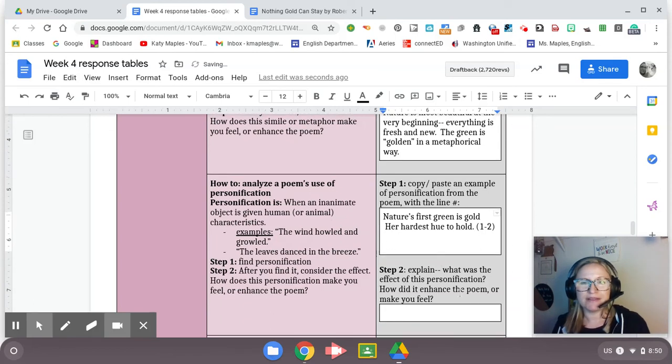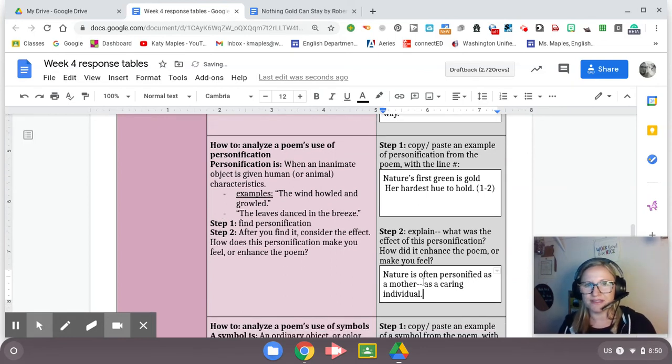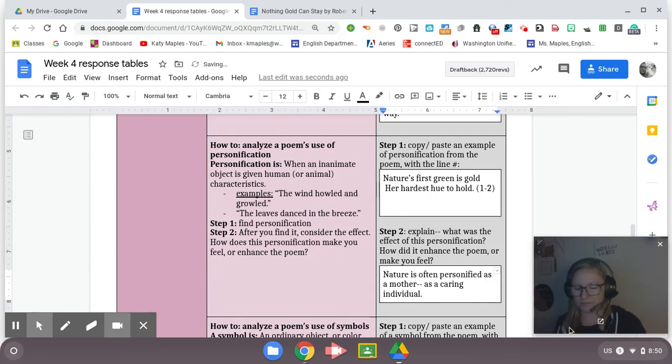Okay, so now let's explain it. Nature's first green is gold, her hue is hard to hold. We've all heard of nature being described as a woman, Mother Nature. It's like a common personification. So nature is often personified as a mother. As a caring individual. So we all are familiar with this comparison, right? And I'm going to say it makes nature seem very personal if it's given that personification.